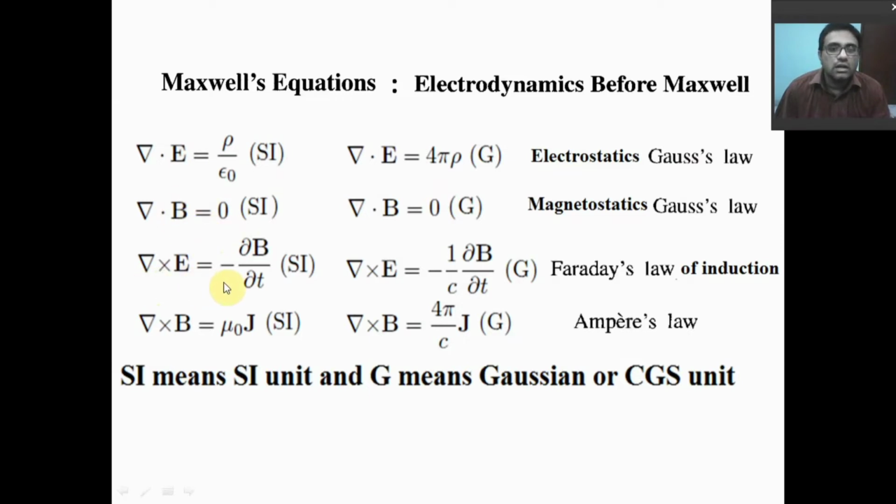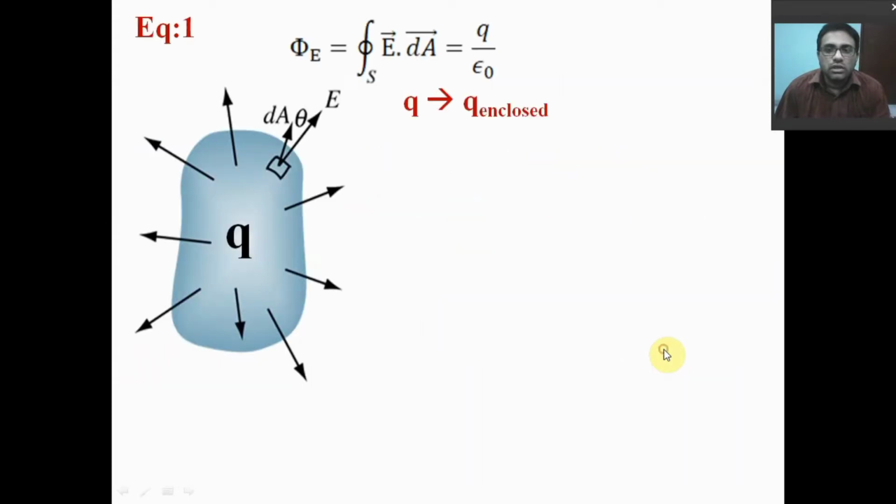Then curl E equals minus del B by del t. That is Faraday's law of induction, and the last equation is curl B equals mu 0 J. Here J is called the volume current density. This is called Ampere's law. Okay. Now let's discuss equation 1, which is the electrostatic Gauss's law.